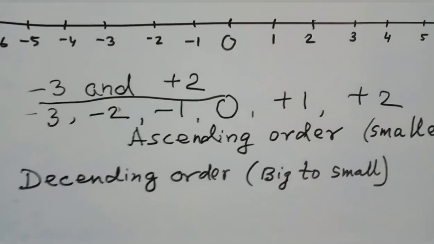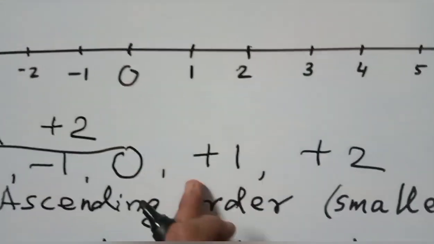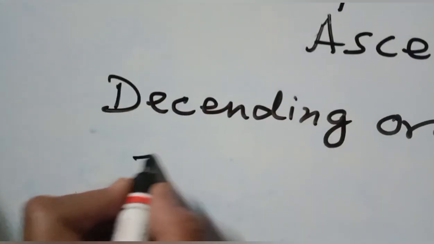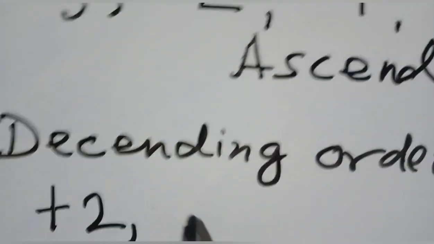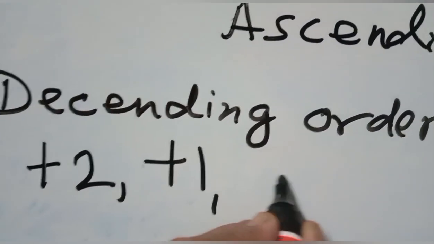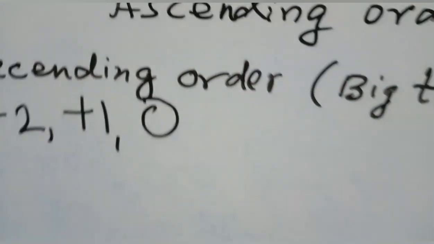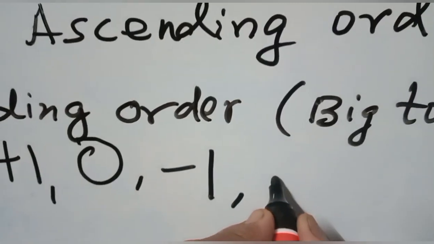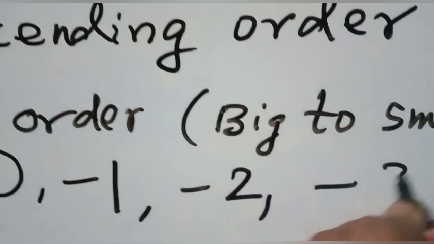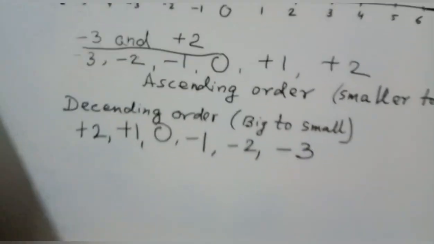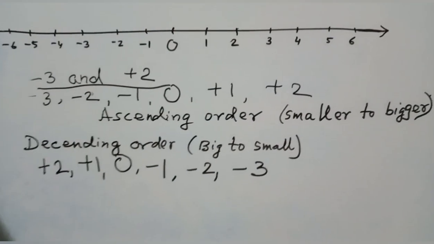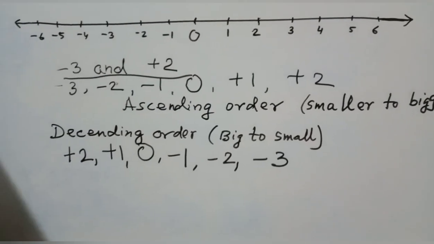So I will take the same number line, same problem. In descending order, out of this minus 3, minus 2, minus 1, 0, 1, 2, which is the biggest number? 2. So I'll start with that. Highest number first. Then comes plus 1. Then comes 0. Then comes minus 1. Then comes minus 2. Then comes minus 3. Just see. This is the descending order. It's just the opposite of ascending order.